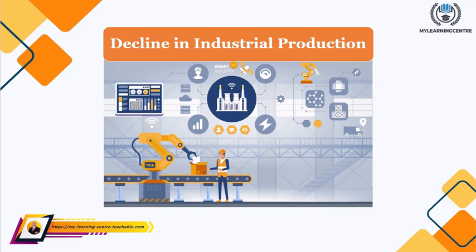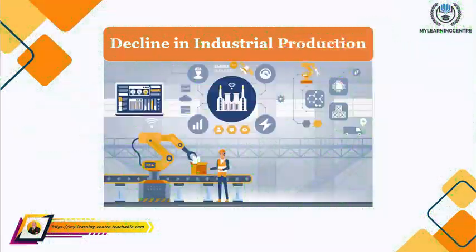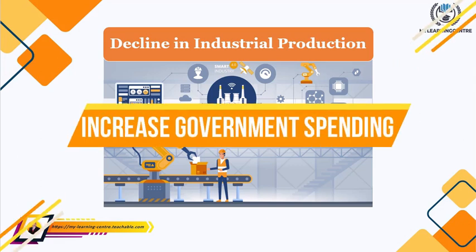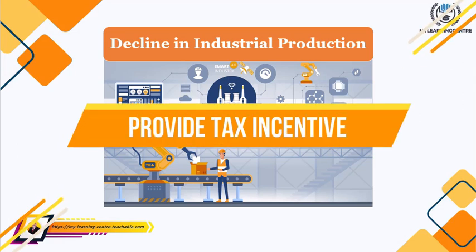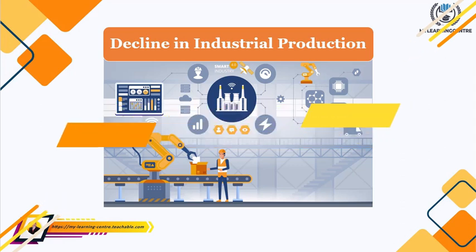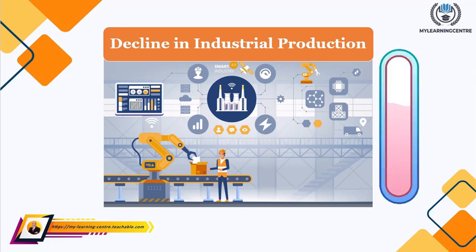So the question is, what is a fix to decline in industrial production? The good news is that there are ways to combat a decline in industrial production during a recession. And one of the most effective ways to do this is to increase government spending. This can help to boost demand for goods and services, which can help to increase production levels. Another way to help increase industrial production is to provide tax incentives to businesses. This can help to encourage businesses to invest in new technology and equipment, which can help to increase production levels.